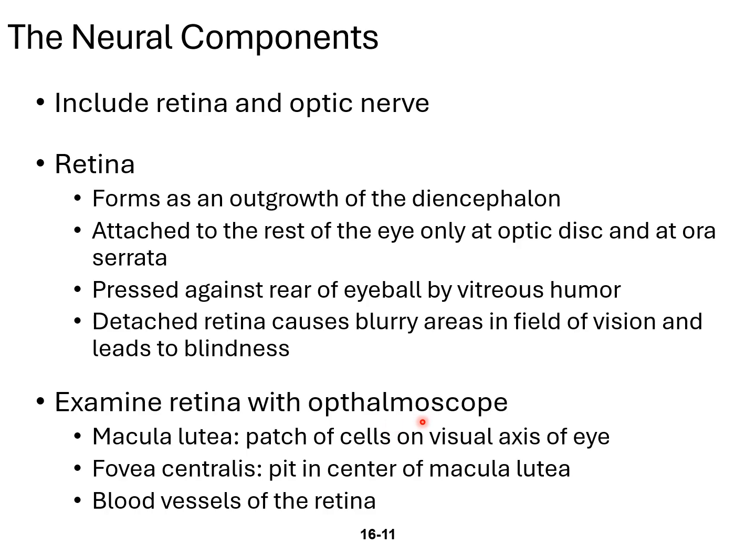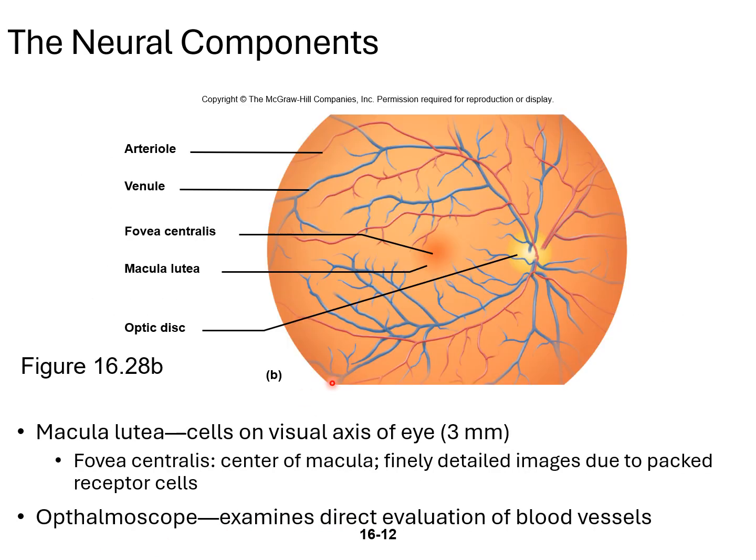We also looked at the ophthalmoscope picture, where we looked at the macula lutea and the fovea centralis, and then the blood vessels of the retina coming through with the optic nerve. This is just it again, where you can see the fovea centralis, the macula lutea, the optic nerve, and the blood vessels.